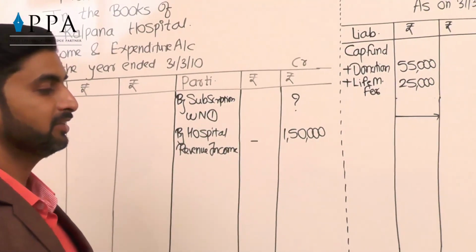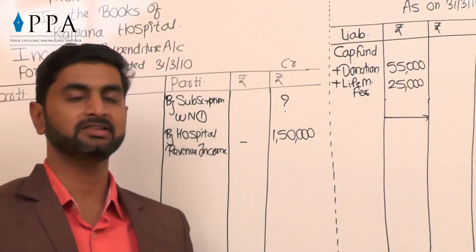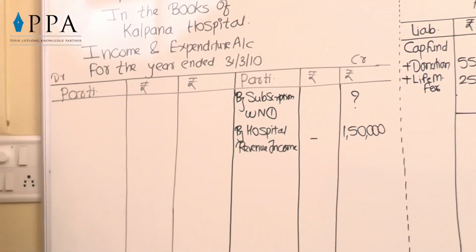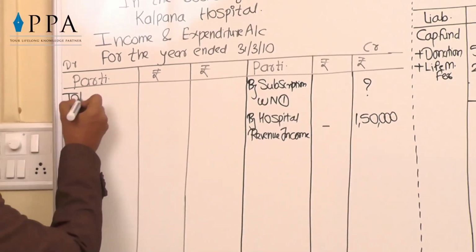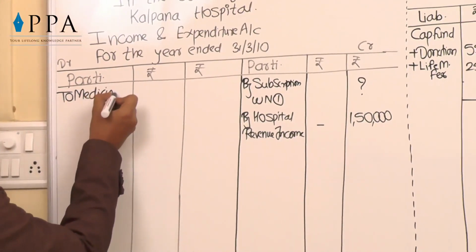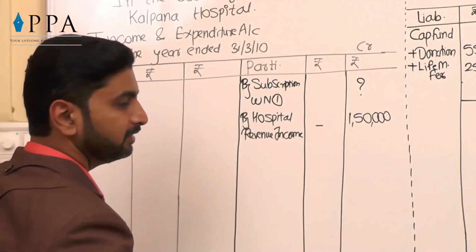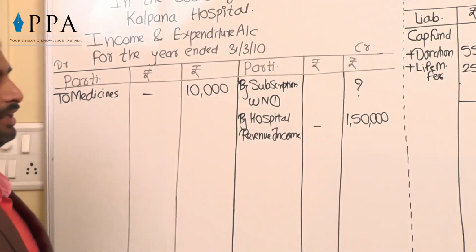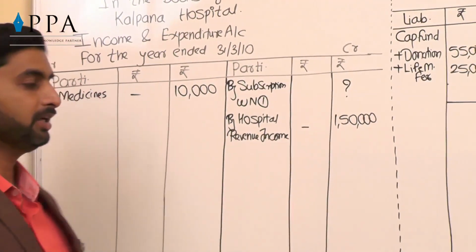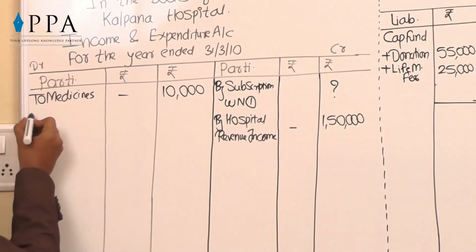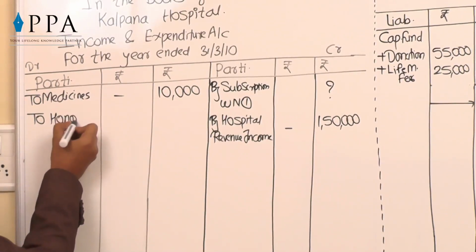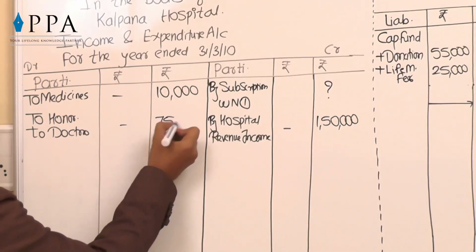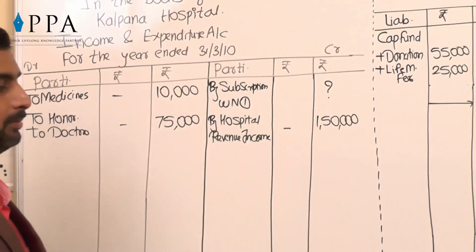Now moving towards the credit side. First adjustment is medicines. Medicines is a revenue expense, income and expenditure account, debit side, expense side, debit all expenses and losses. To medicines, the amount of medicine is given to be 10,000, outer column, there is no adjustment. Next adjustment is honorarium to doctors, that is remuneration given, 75,000, a revenue expense, income and expenditure account. Honorarium to doctors, amount is 75,000. Income and expenditure debit side.